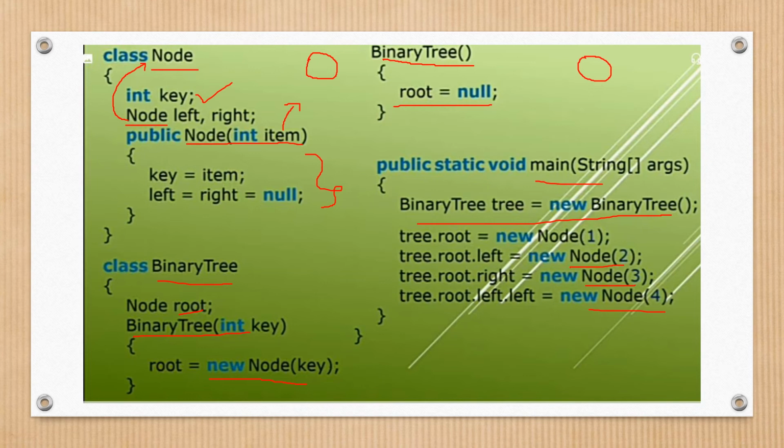Let us see this with a diagram. First we have inserted 1. Here these left and right are null initially. And again tree dot root of left, in left we are inserting 2, and in right we are inserting 3. Again left dot left, here in this left dot left we will insert 4. Like this we can insert elements into the binary tree.